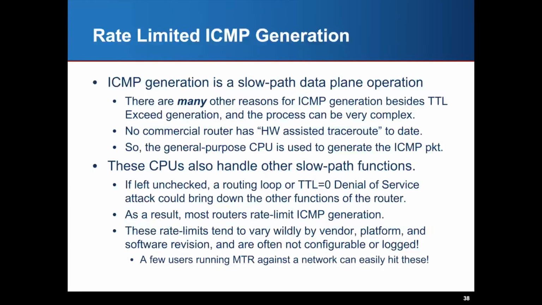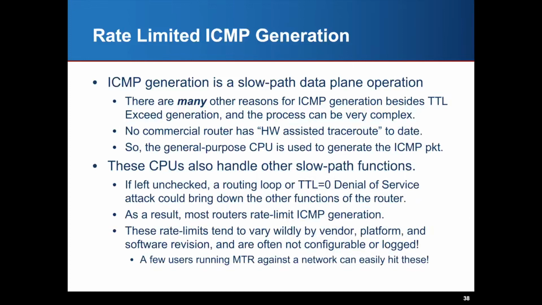So the other thing you have to worry about is rate limits. So remember that ICMP generation goes through the slow path data plane, and there's a lot of reasons that ICMP generation could occur. So for example, it could be a routing loop. If someone sets up a routing loop, that's going to cause a huge flood of TTL 0 ICMP generation. So you wouldn't want your device to fall over in the case of a routing loop. You would want it to rate limit its TTL generation and stop when it hits a certain point that would be problematic. So what tends to happen is there's not really any commercial router with a hardware assisted traceroute function. It falls back to the general purpose CPU. And there's a rate limit on that.